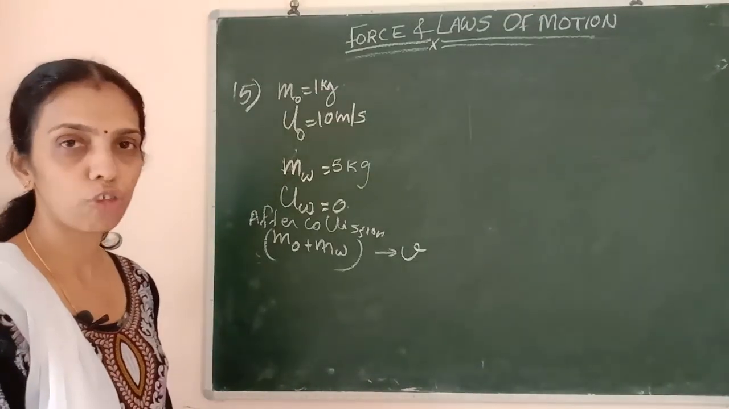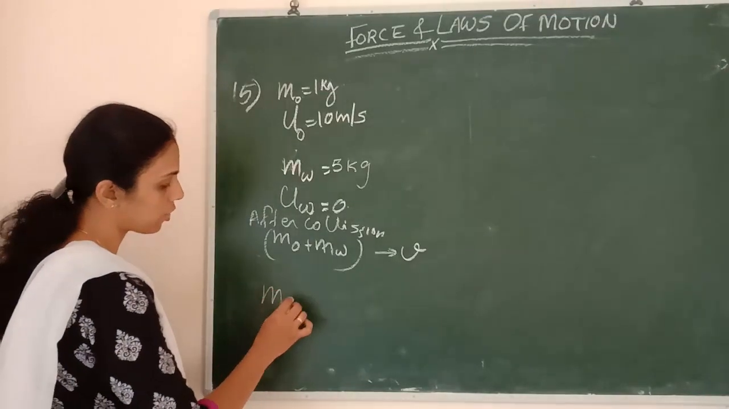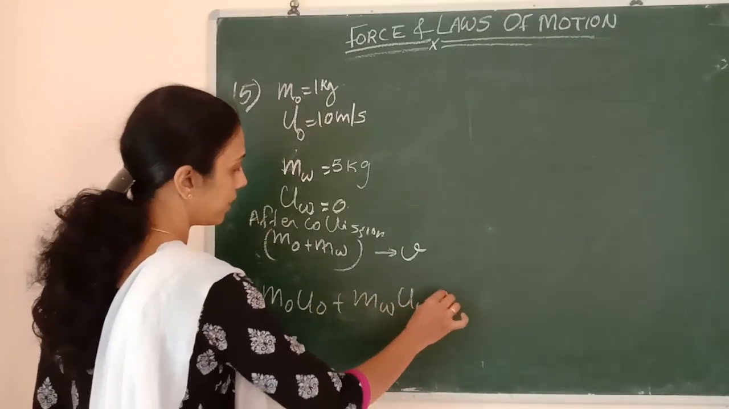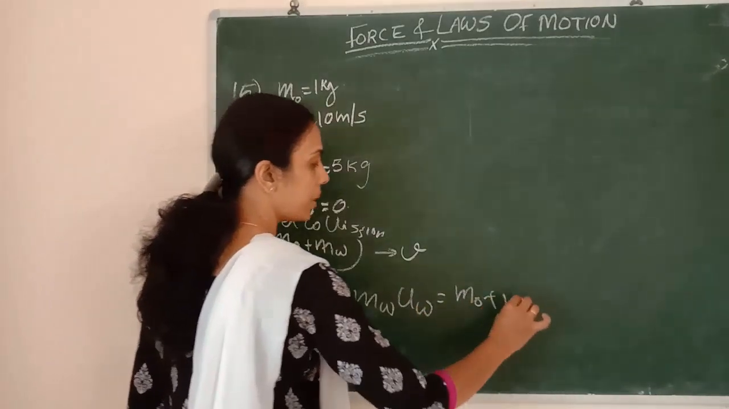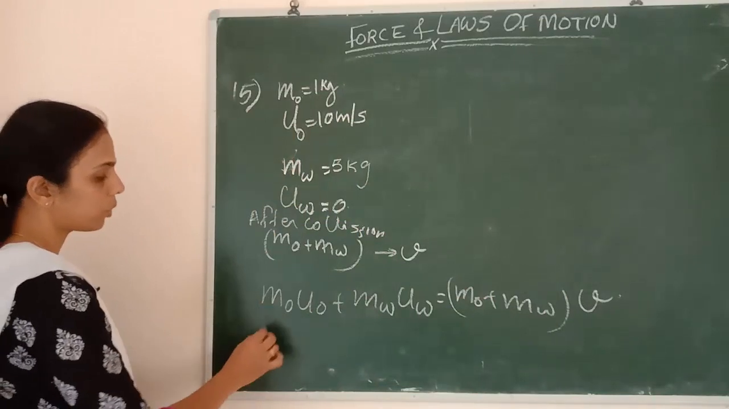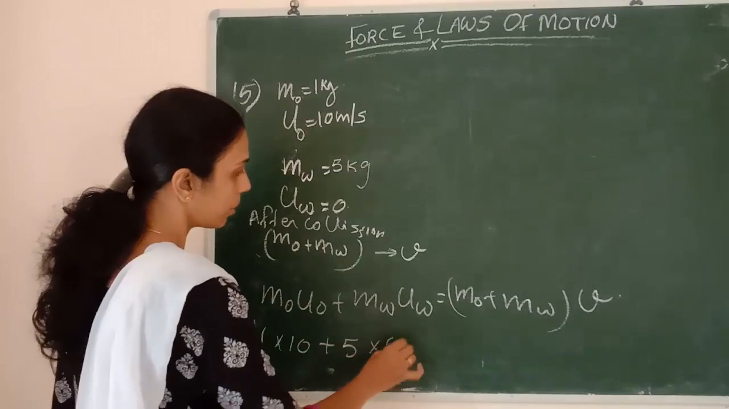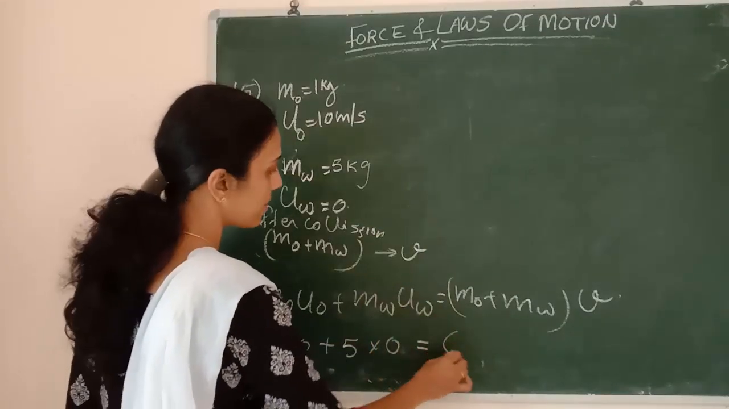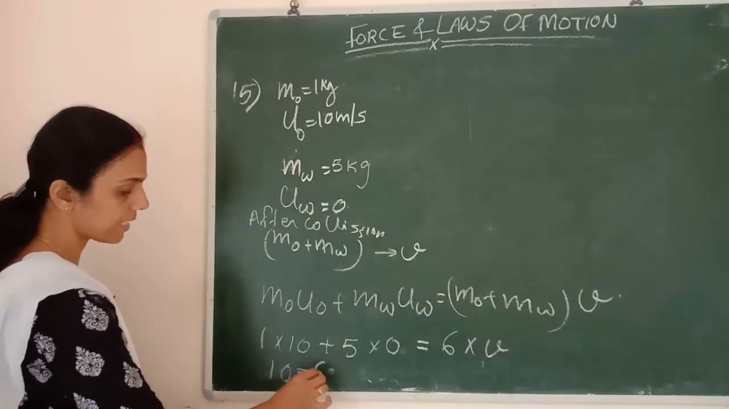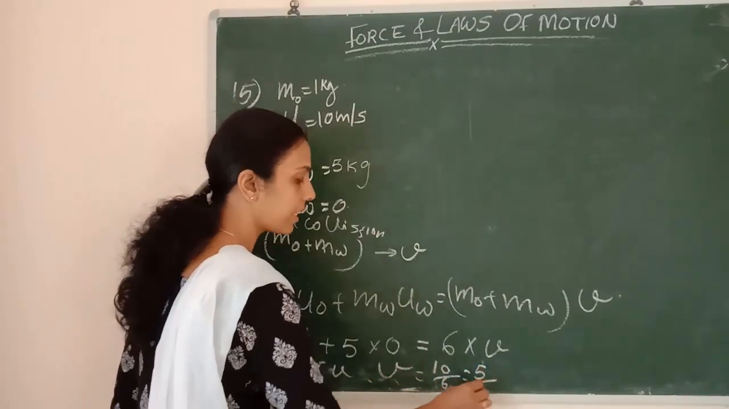Yes, conservation of momentum. Total momentum before collision is equal to total momentum after collision. So mo uo plus mw uw will be equal to mo plus mw into v, the final velocity. So mo is given as 1, uo is 10, mw is 5, uw is 0, mo plus mw is 6 into v. So 10 equals 6v. What is v? 10 divided by 6, that is 5 divided by 3.